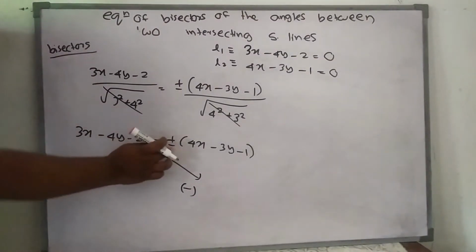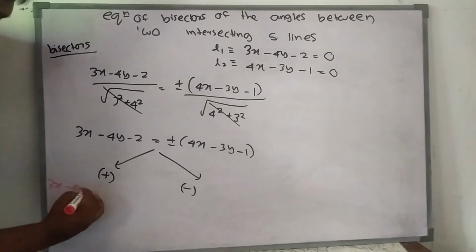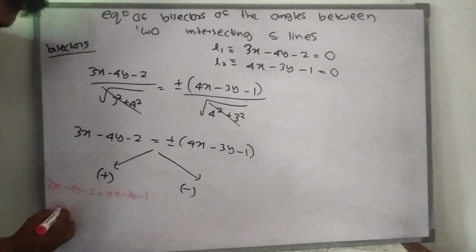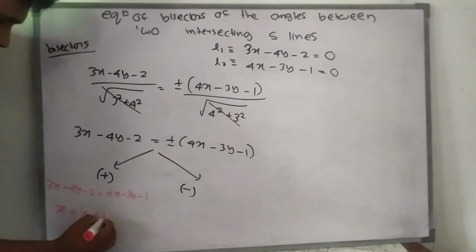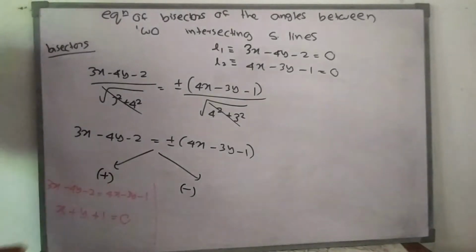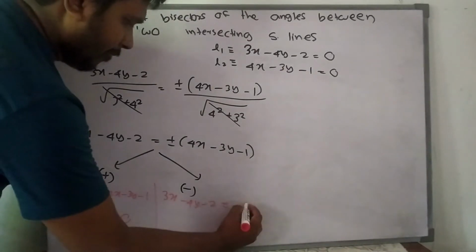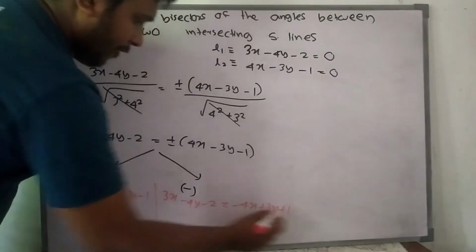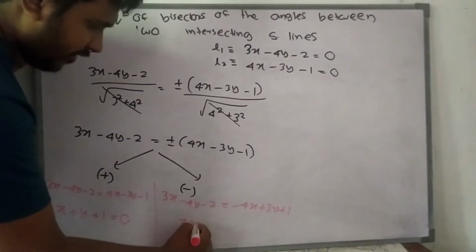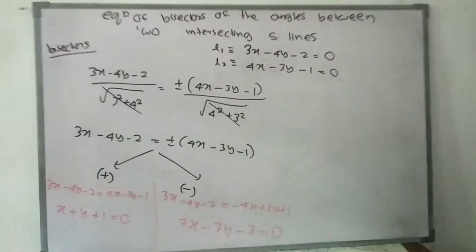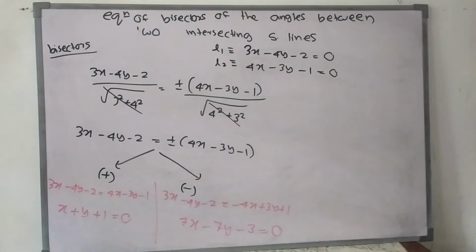If you choose positive, and if you choose negative, you get 7x minus 7y minus 3 equals 0. So these are the equations of the bisectors, right? So this is the answer to the first Roman number.